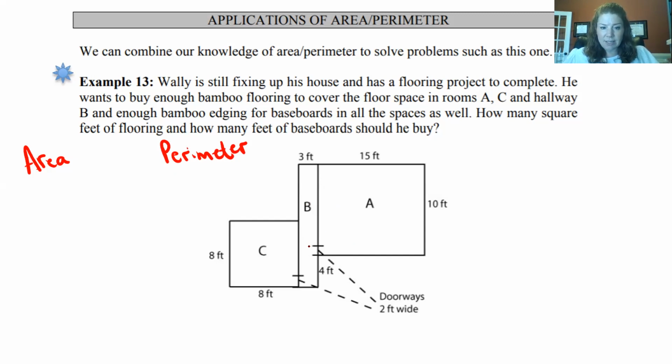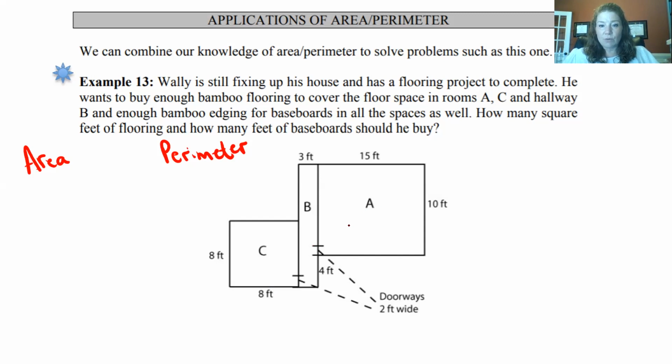Now, the only tricky part I see is that we have doorways. So the doorways would not affect the area because you still have to put carpet in doorways, but it would affect the perimeter because you do not put baseboards on doorways, right? You would leave those open, obviously, or it would be a tripping hazard. All right, so the first thing we're going to do is find the area of each specific room and hallway, and then we're going to add all of those together.